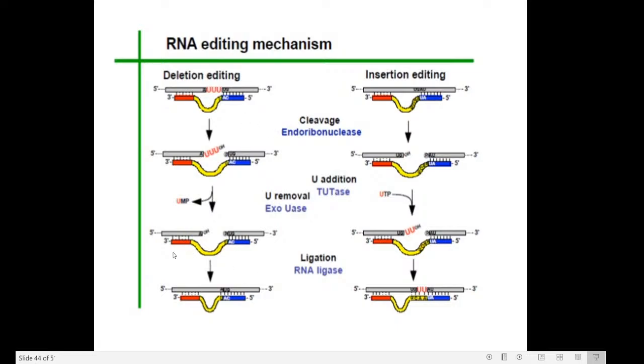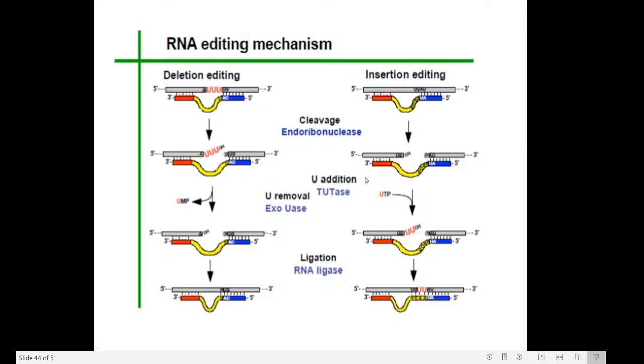After the deletion, we want to form the new sequence. This is the deletion editing. Then insertion editing: unwanted things are removed from a particular place, then U is added to that particular region. Here we have to understand that for cutting off the particular U region, the cleavage in RNA editing is caused by endoribonuclease. That's a very important thing, endoribonuclease.